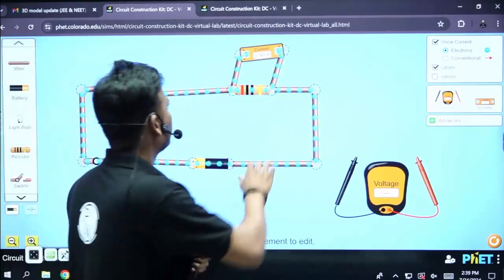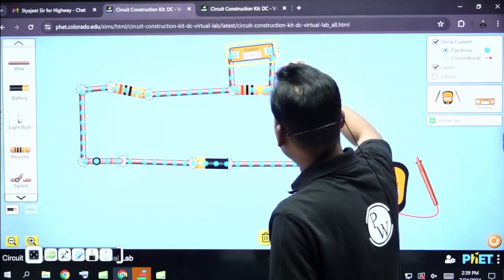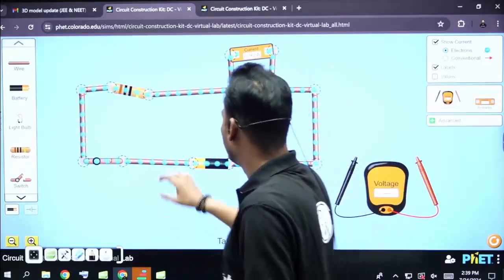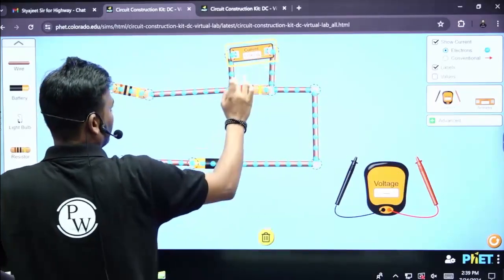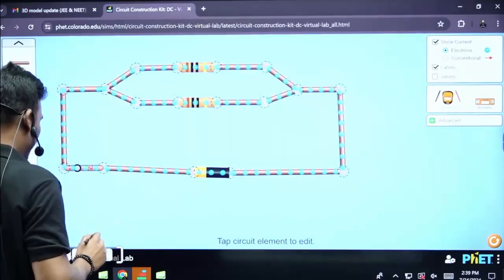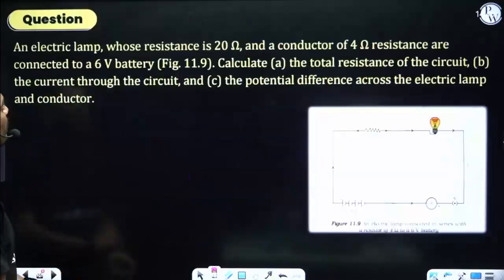Here something is different because I have used wires, so that is the reason it is not visible. This is how a series combination looks. Now let's move on to the parallel combination.